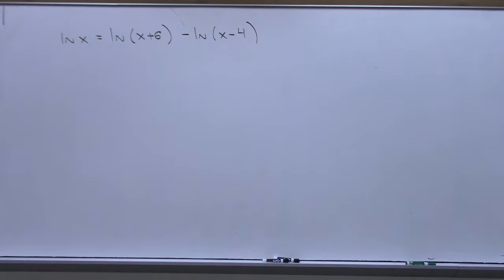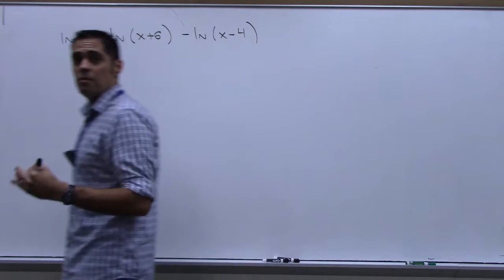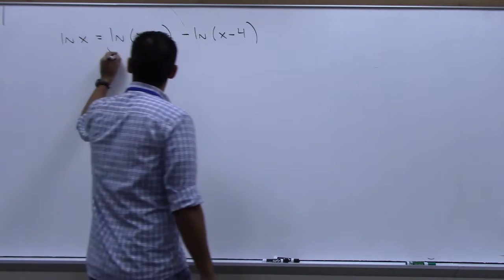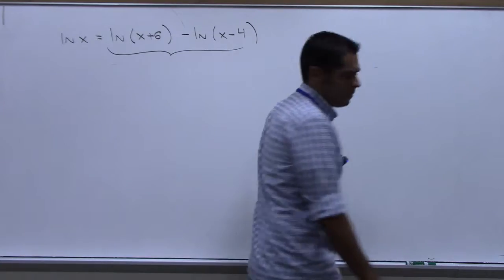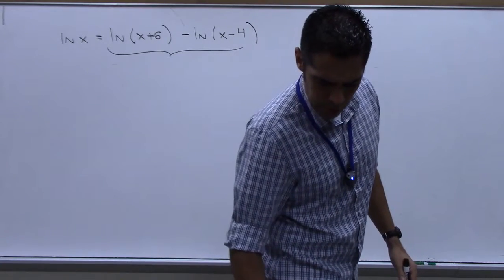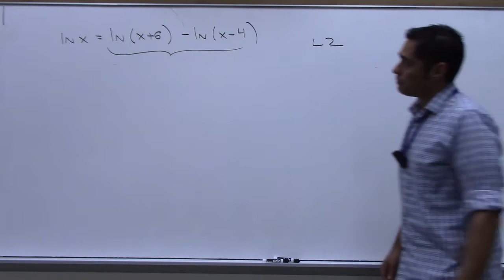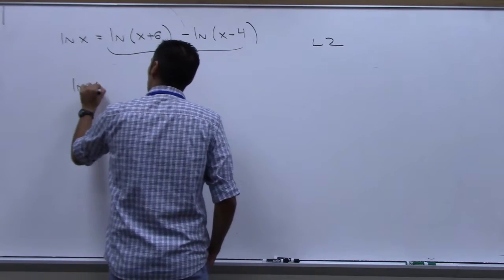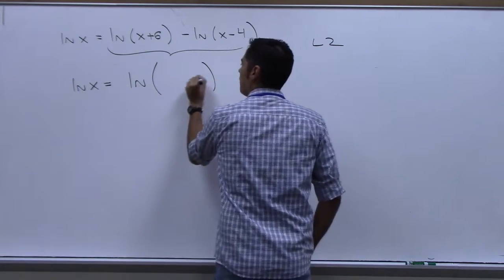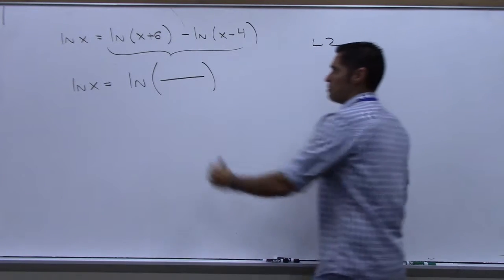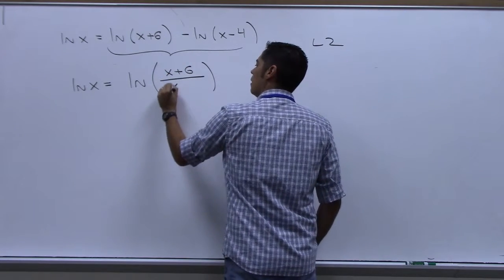Now this is different from the last problem because now we have 3 logs, don't we? And so what do you think? What do you want to do? You want to combine the ones on the right side? Okay, so I can put these together using L2, the property of logs, formula 2. The subtraction becomes a single log with division, right? And what goes in that division? X plus 6 on top over x minus 4 on the bottom.